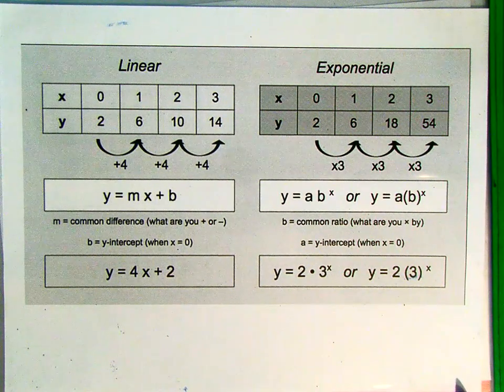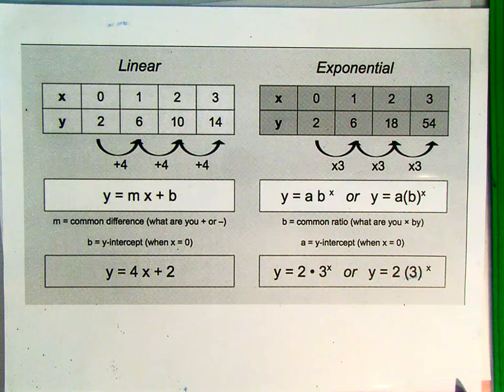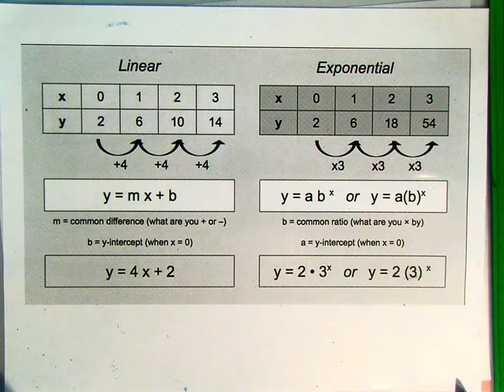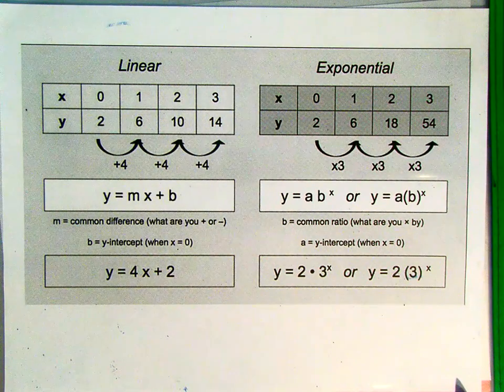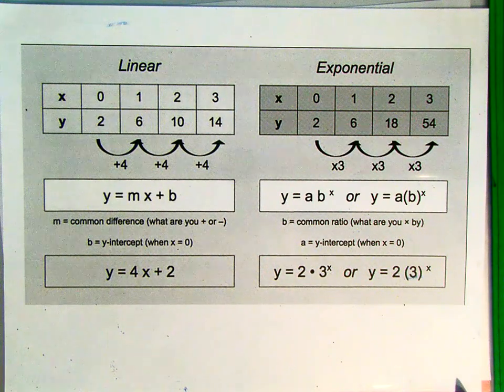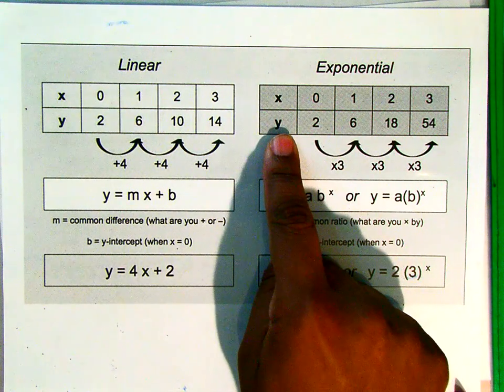Really what we're doing today is taking a look at an exponential function, plotting some points and graphing it. What I want to do before I get into that is talk about linear functions versus exponential functions and some of the differences. Here we have a table for a linear function and a table for an exponential function.